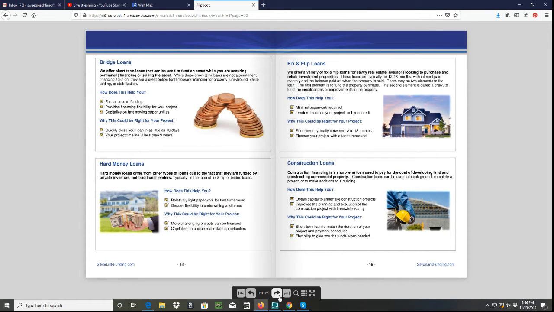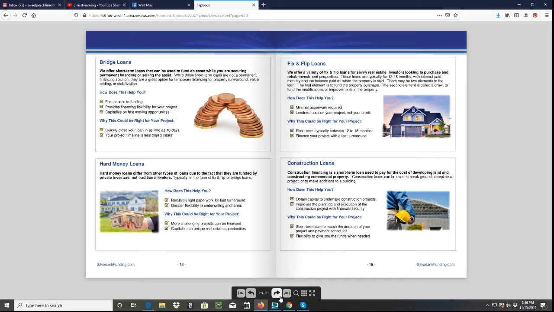Bridge loans. We offer short-term loans that can be used to fund an asset while you are securing permanent financing or selling the asset. Hard money loans. Hard money loans differ from other types of loans due to the fact that they are funded by private investors, not traditional lenders.